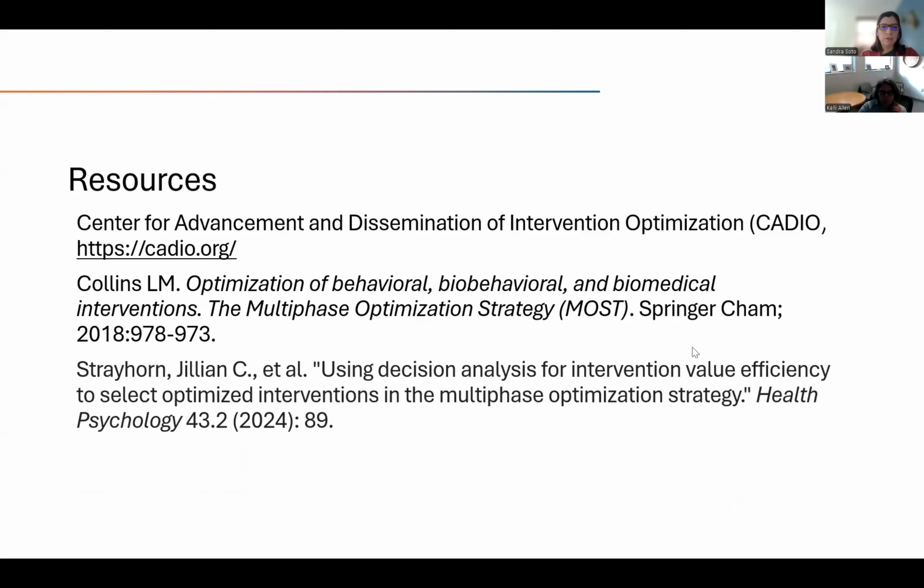And we will hold questions until the very end. But next, we will transition to Dr. Kelli Allen. And the title of her portion is Intervention Optimization and Heterogeneity of Treatment Effects.